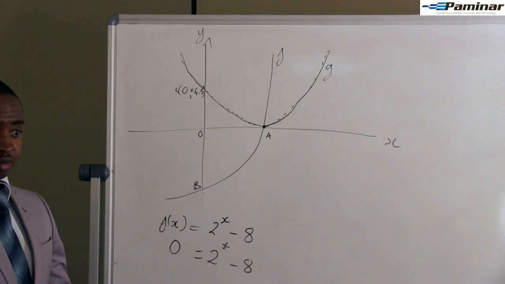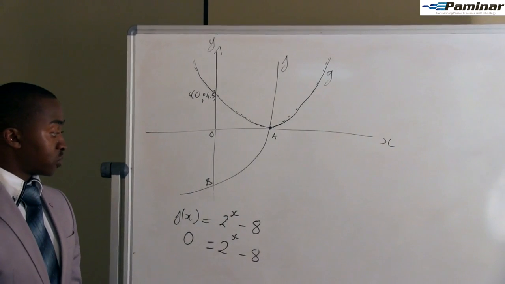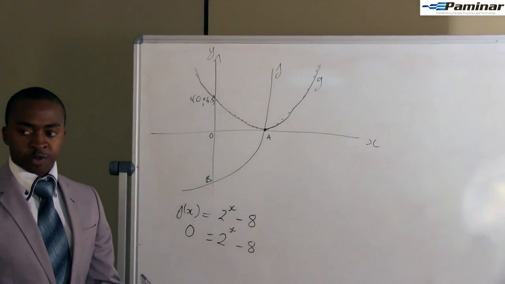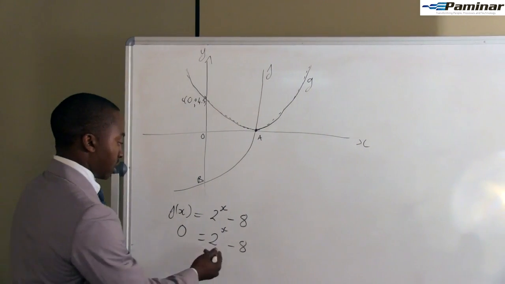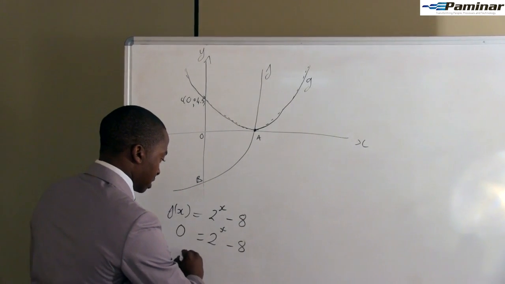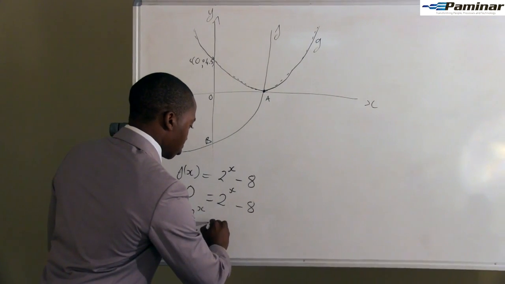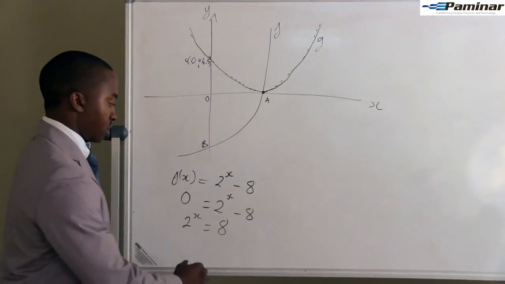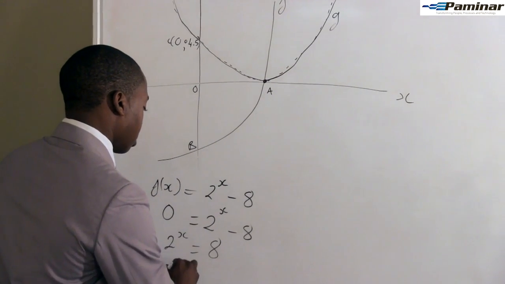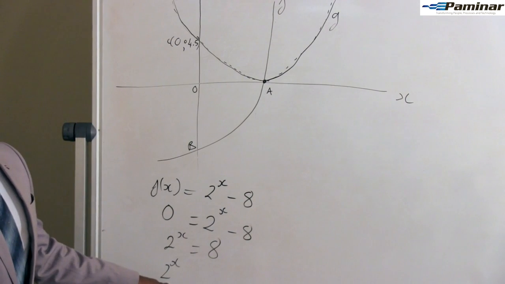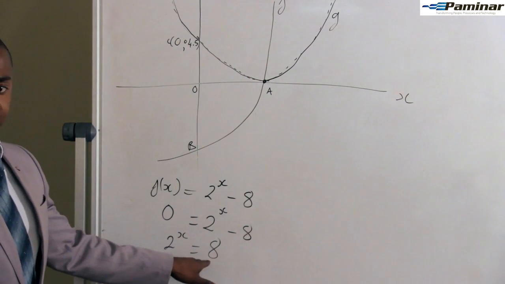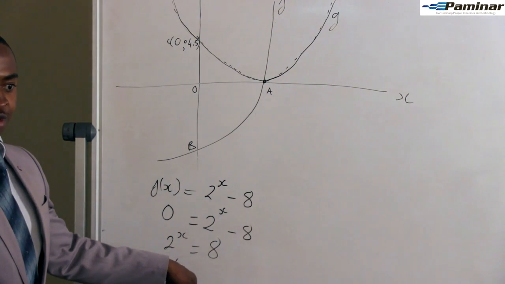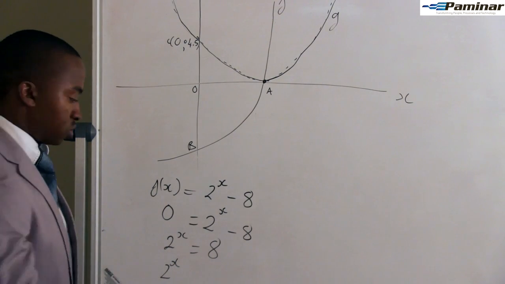Then we're trying to solve for x. We'll have to use our knowledge of exponents in this instance. So let's take the 8 to the other side. Eventually we'll have 2 to the x is equal to 8. This is a base of 2, so let's also put this to the same base. So 8 in terms of 2's is 2 cubed.